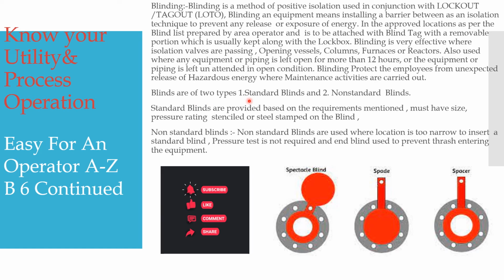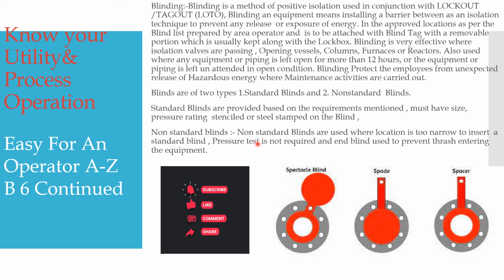These blinds are of two types: standard blind and non-standard blind. Standard blinds are provided based on the requirements mentioned. It must have size and pressure rating stenciled or steel stamped on the blind. Normally, the standard blinds have the details of the pressure rating and size in the tiles. Sorry, this tile and this stencil.